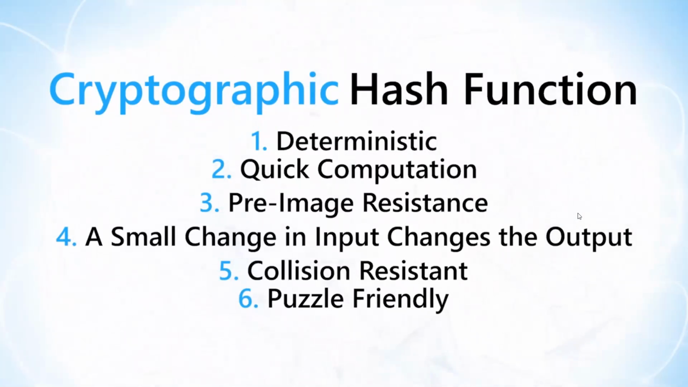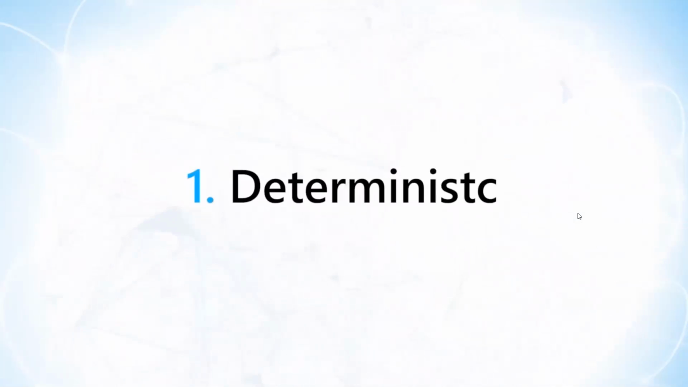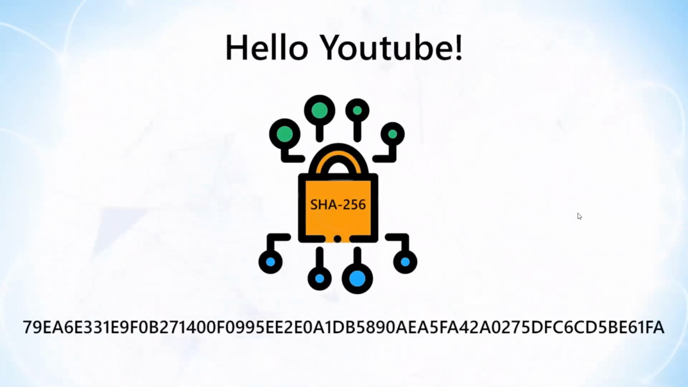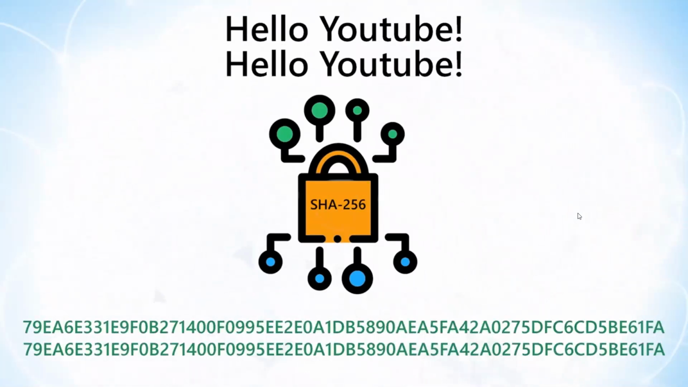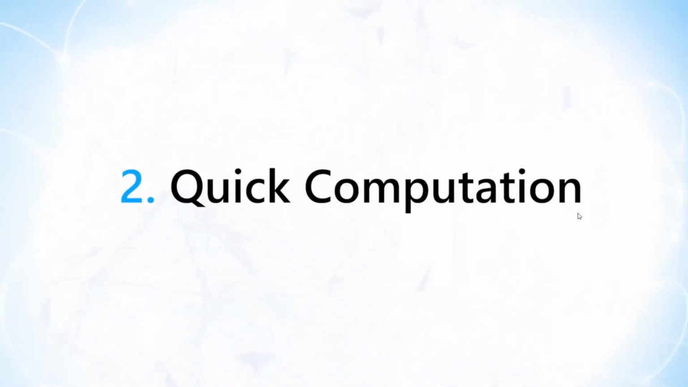Let's go through them one by one. Property 1, deterministic. This means that no matter how many times you input the same data, you will always get the same result. This is critical because if you get different hashes every time, it's impossible to keep track of the input.